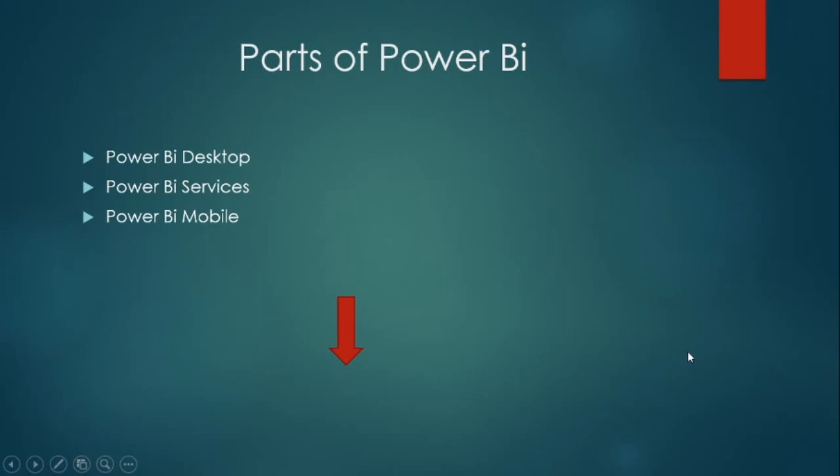Now we will discuss the parts of Power BI. Power BI has been categorized into three parts. The first one is Power BI Desktop, then Power BI Service, and Power BI Mobile. We will discuss them one by one. Power BI Desktop is a free version. With the help of Power BI Desktop, we can connect the data source to Power BI and create a report.